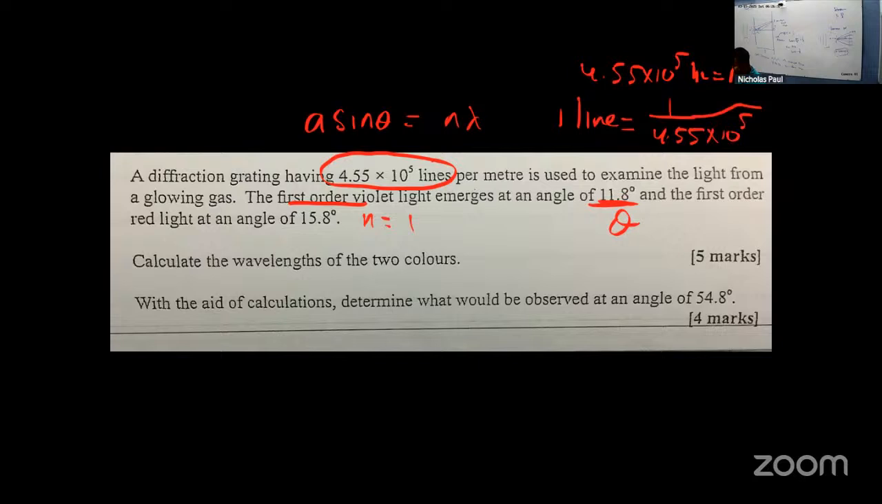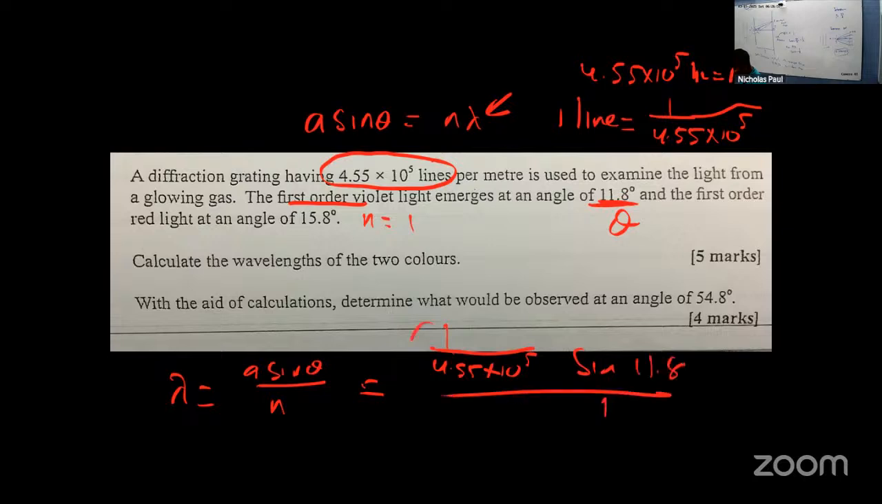So if I ask you to find lambda, what will you do? You write lambda is A sine theta over N. Okay? A is 1 over 4.55 by 10 to the 5, multiplied by sine theta. Theta is 11.8 and N is 1. And it will work this out. But the purpose of this whole thing is to really try to understand when to use the right relationship.